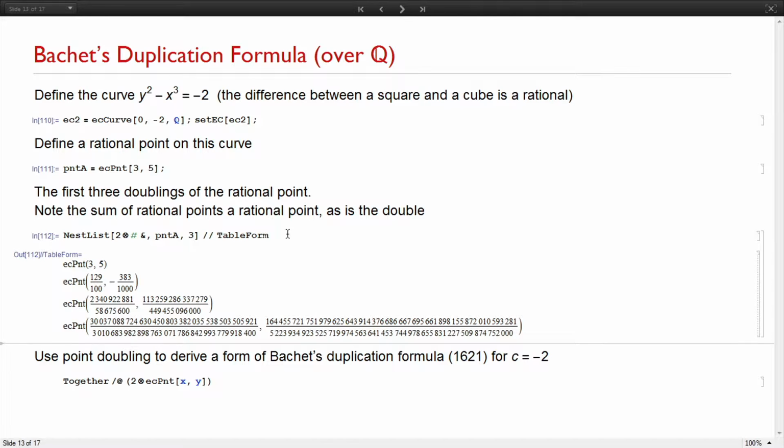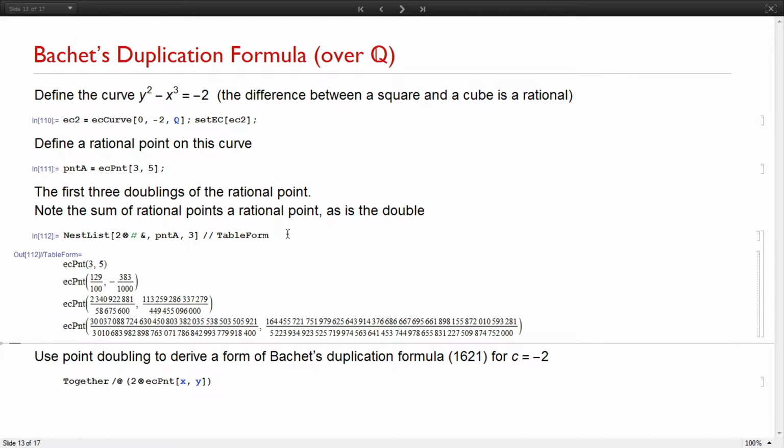But as you can see, using Mathematica's exact rational arithmetic, we can keep track of exactly what's going on. And it turns out that's important for an area of research looking at what's called the height of a point, which is essentially the logarithm of the worst case length of the reduced rational numbers involved.